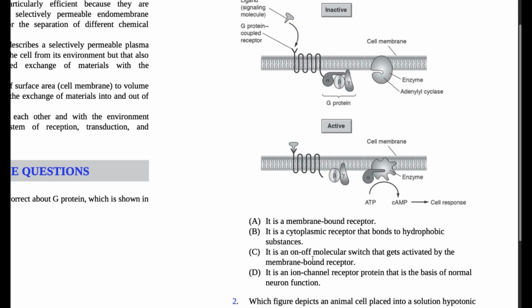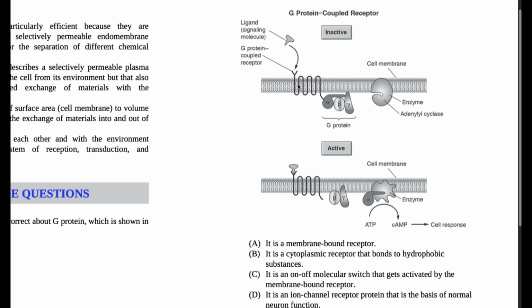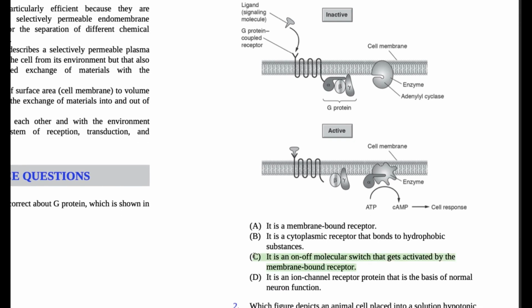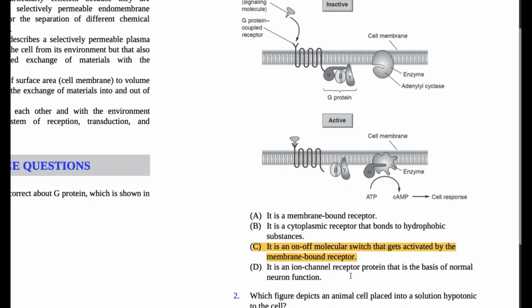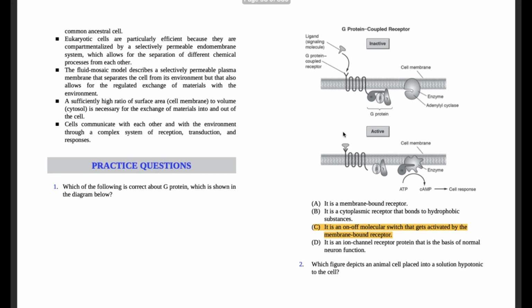It is an on-off molecular switch that gets activated by the membrane-bound receptor. That makes sense because you can see here that when the ligand is bonded with the receptor, it triggers the action. So C might be a correct answer. It is an ion channel receptor protein that is the basis of normal neural function, which is also wrong because this is not what's actually happening in a neuron cell. As you can see, nothing here indicates that it is a neuron cell.